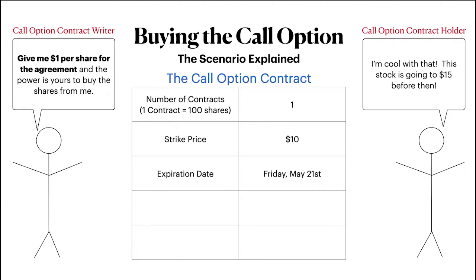So now we further the scenario. The writer's saying, give me $1 per share for the agreement, and the power is yours to buy the shares from me. So there's the option premium of $1 per share. It's going to be $100 total, again, because it's 100 shares for the contract. So $1 times the 100 shares is $100, and that's how that total comes about. That is covered in the first video if you want to take a look at it.